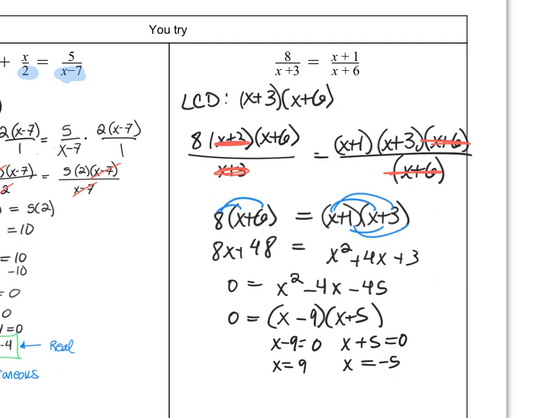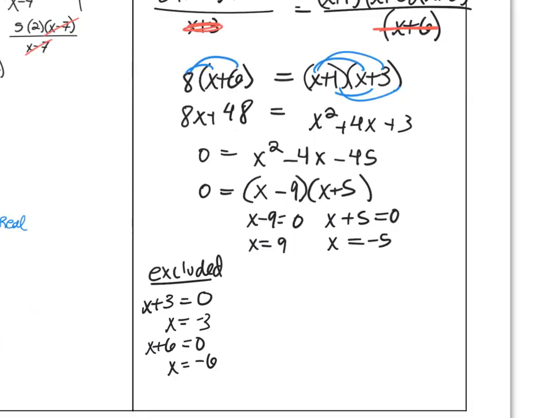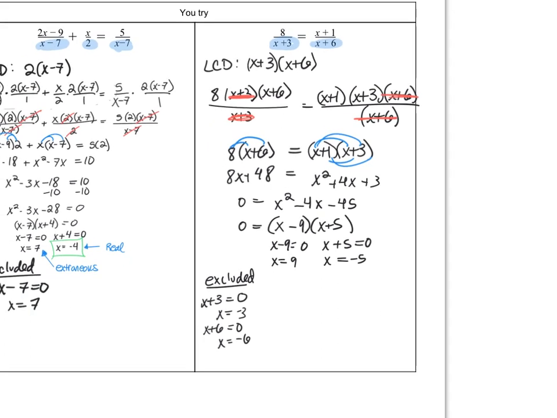Let's check. Go back to the denominators we had at the beginning. Remember we had x plus 3 and x plus 6. That means our excluded values would be -3 and -6. Therefore, neither of these solutions are excluded, which means they must be real. So our solutions are x equals 9 and x equals -5.